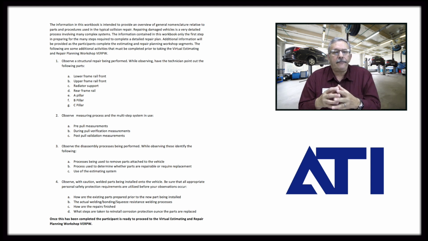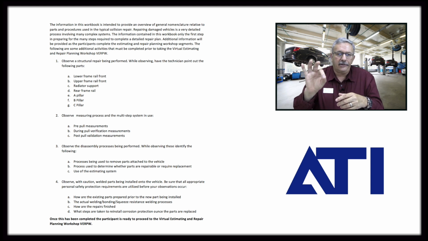Number 3, we want you to observe disassembly processes being performed. And then while observing them, want you to look at the following. Number 1, processes being used to remove the parts that are attached to the vehicle. Number 2, the process used to determine whether the parts are repairable or if they will require replacement. And then the actual use of the estimating system, picking out the guide numbers, making sure that all the options are identified, all those steps within the estimating process. We want you to observe those systems being used.